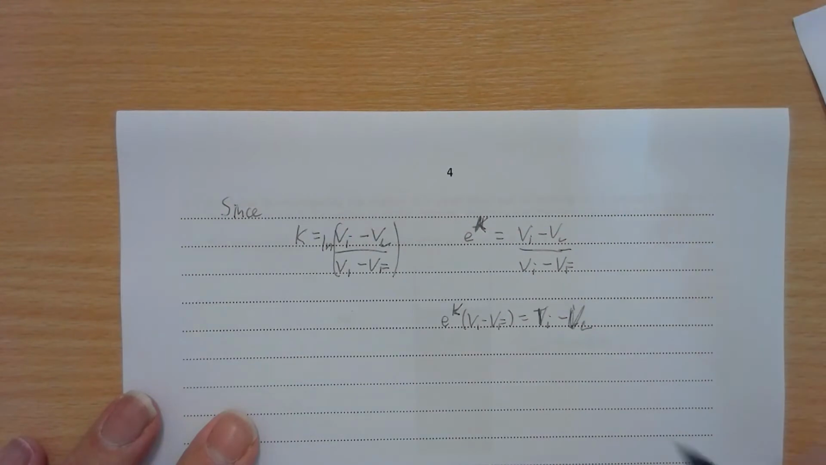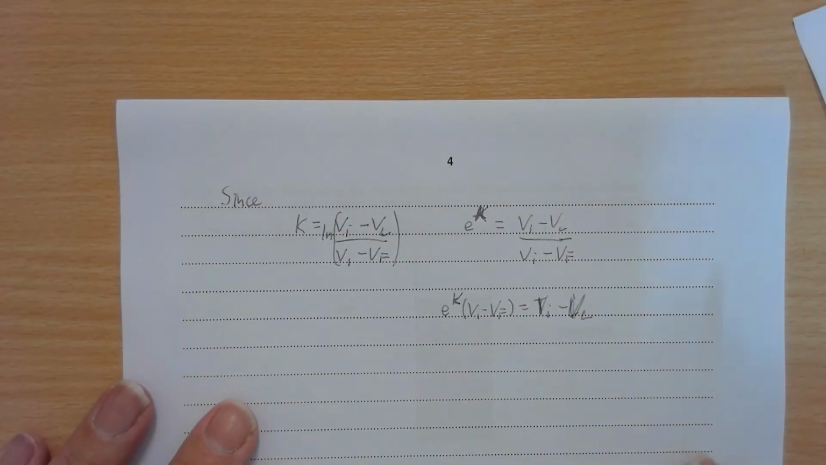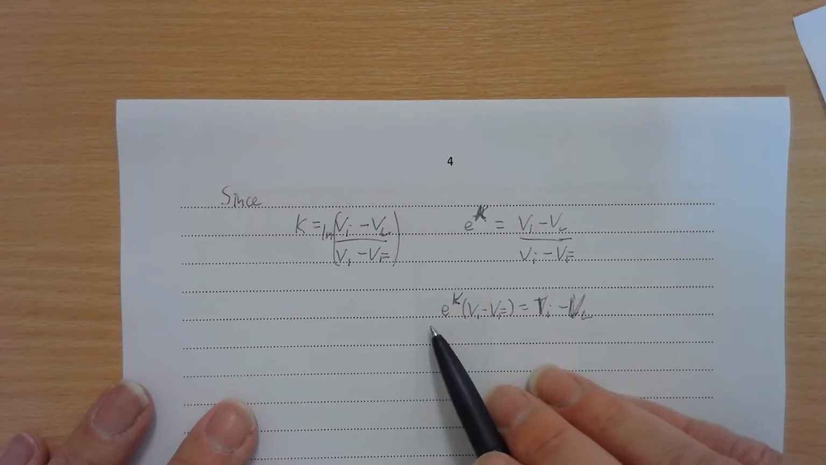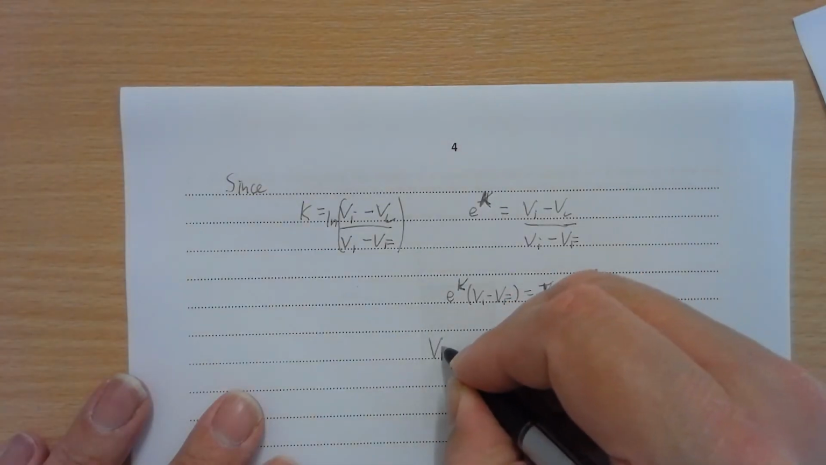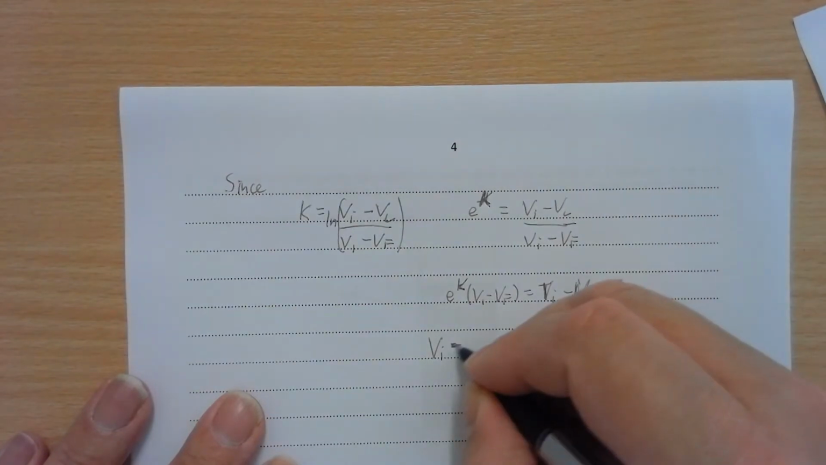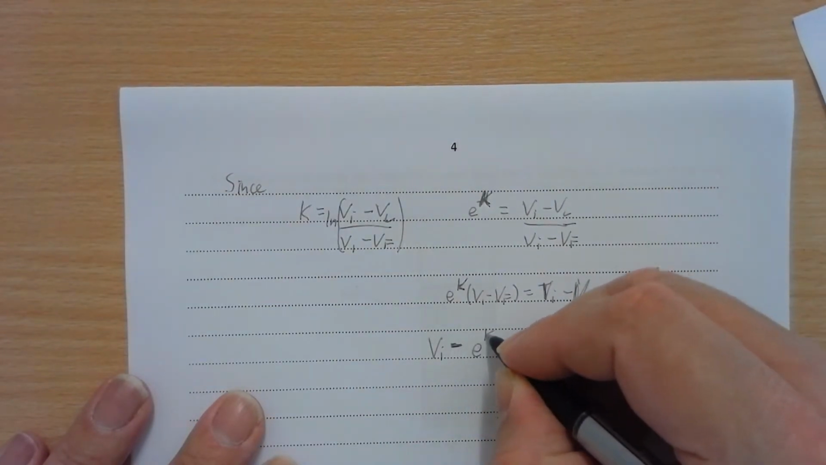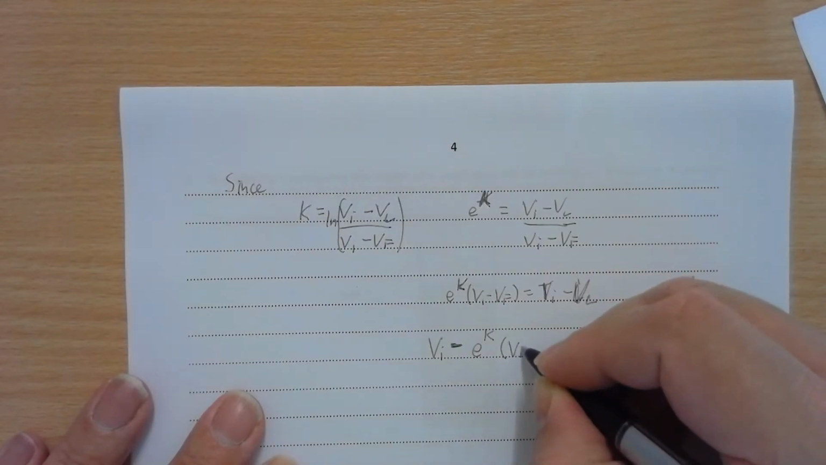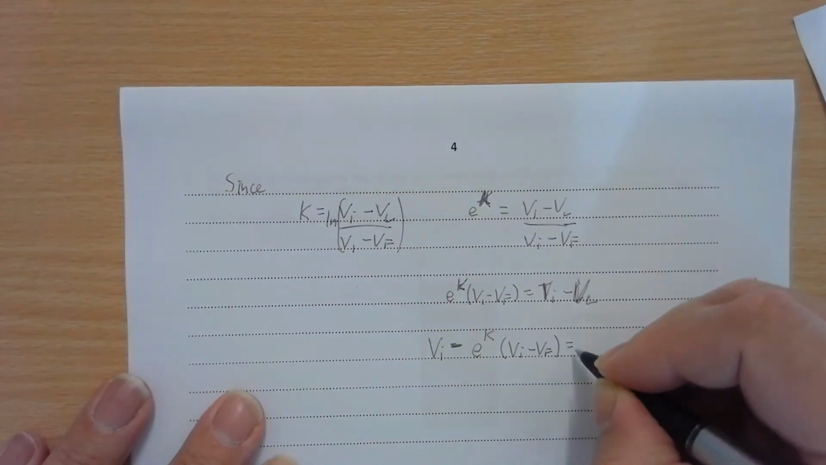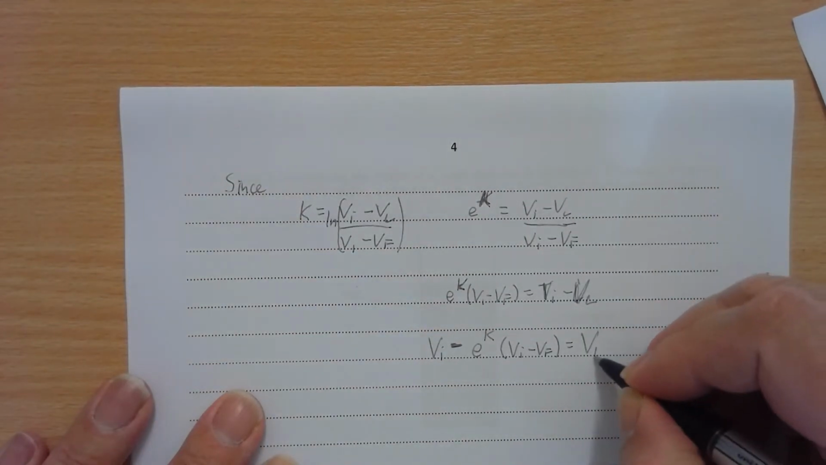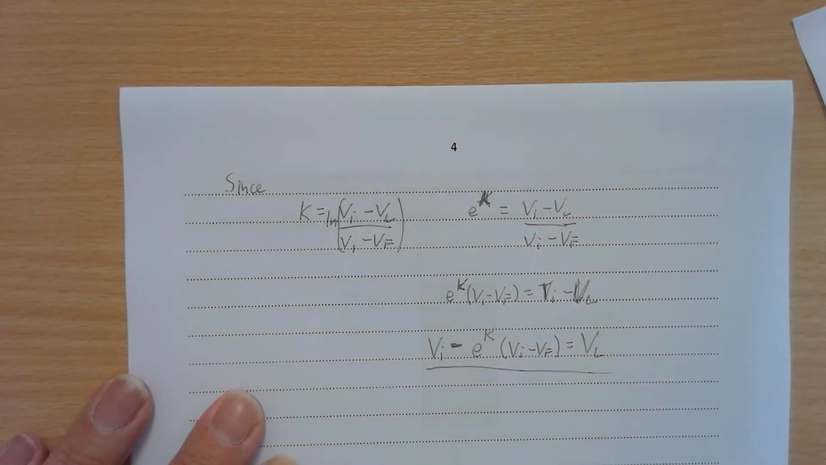Okay, so I want VL to be the subject, so we're going to subtract that from both sides and then swap the signs over. So it would be VI minus e to the power of k multiplied by VI minus VF equals VL. Okay, or something along those lines. So we'd find k from the gradient.